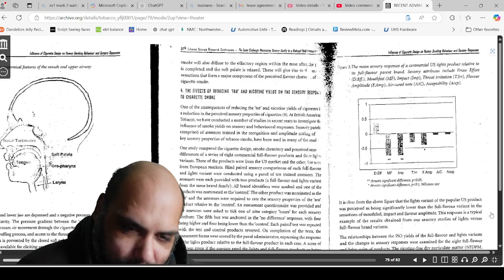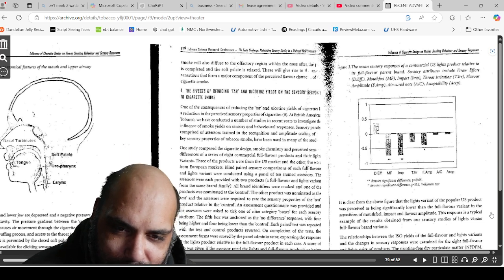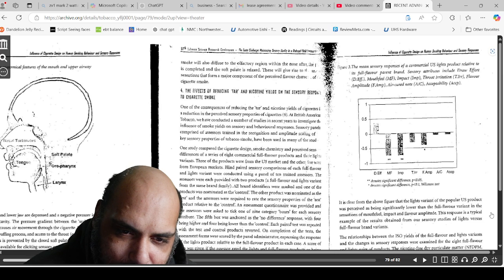Okay. Smoke will also diffuse to the olfactory region within the nose after the soft palate is relaxing. These will give rise to sensations that form a majority of components of the perceived flavor characteristics of smoked cigarettes.